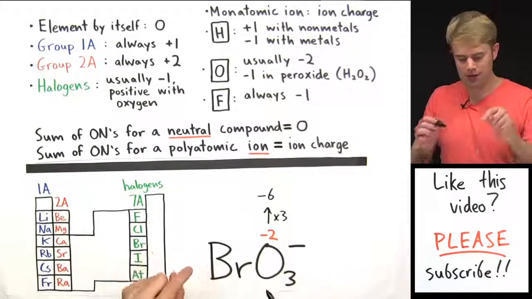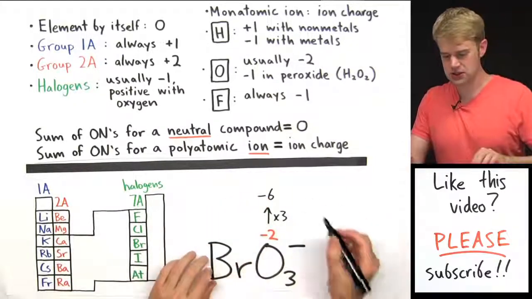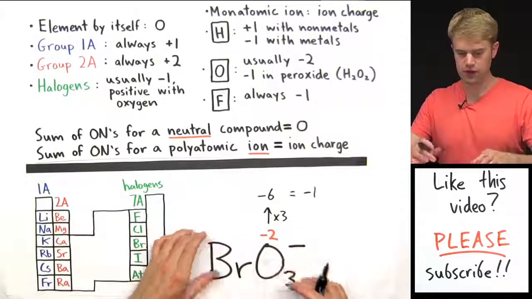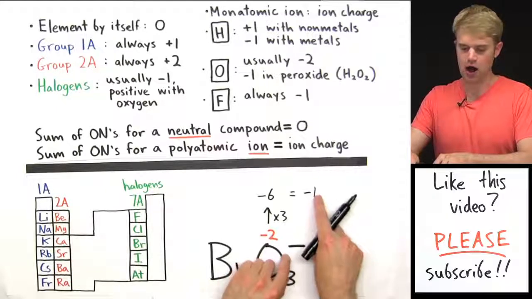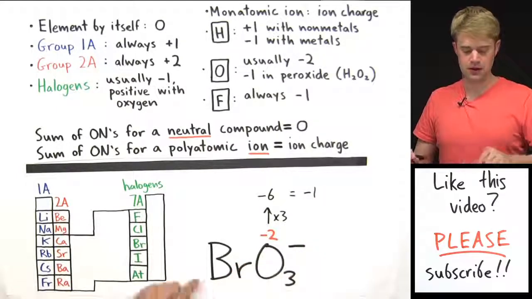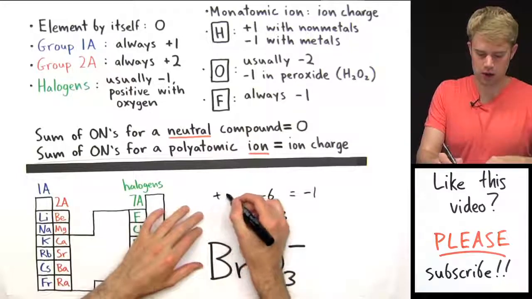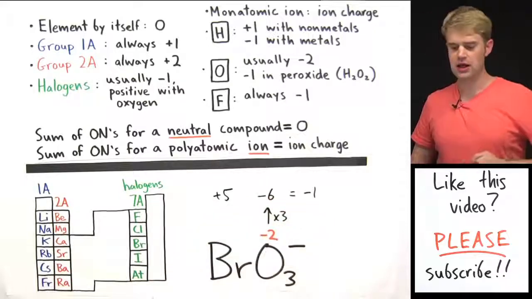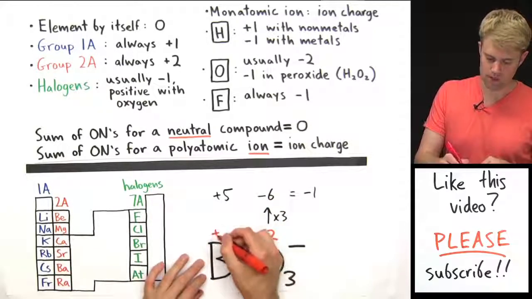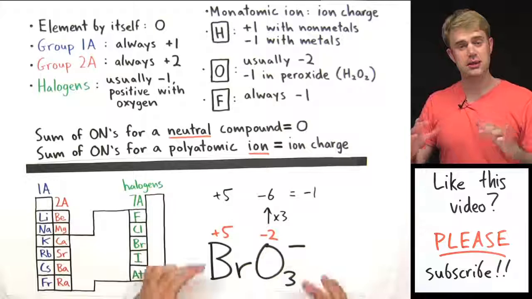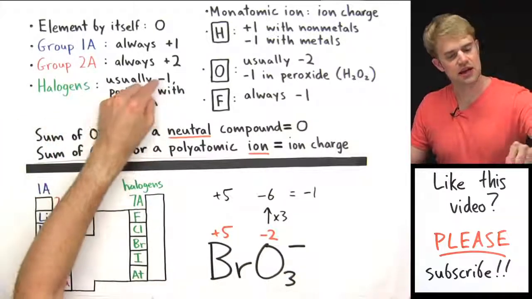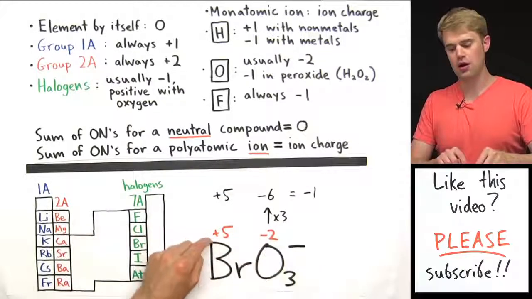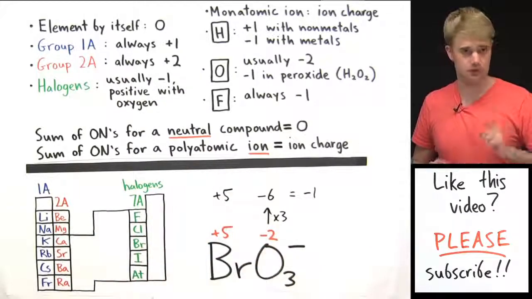Now whatever bromine is, -6 has got to give us -1, because this whole thing is a polyatomic ion that has a charge of -1. So that means that bromine's charge must be +5. +5 minus 6 gives us -1. So this is an exception where the halogens, instead of having an oxidation number of -1, have a positive oxidation number because they're paired up with oxygen. Keep that in mind.